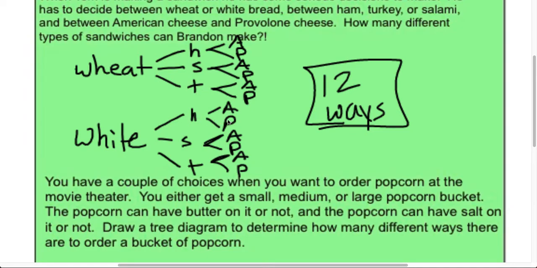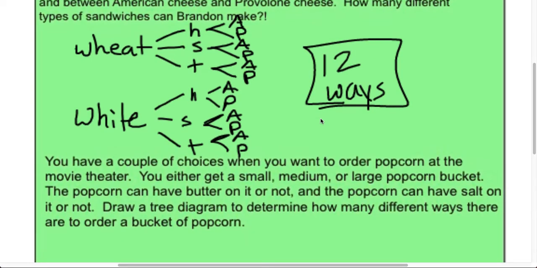Again, this is our tree diagram, where at the end you basically count the number of leaves that you have. So 1, 2, 3, 4, 5, 6, 7, 8, 9, 10, 11, 12. 12 different ways to make that sandwich. Let's go over one more and then we'll find a shortcut.